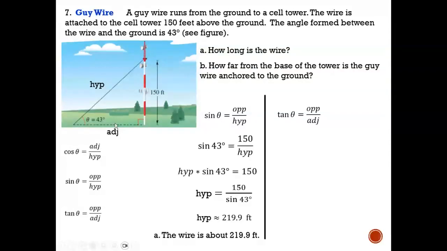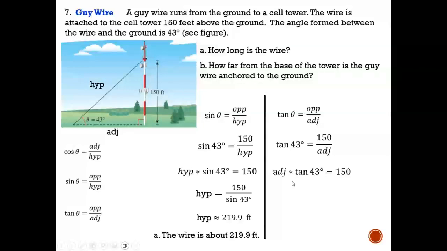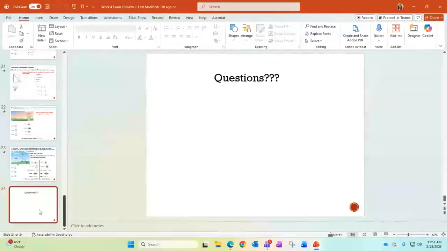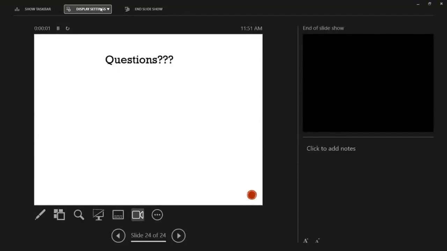And then solving for the next one, I'm going to use tangent. I'm going to use the 150 over that adjacent value. It's tangent of 45 this time. Plugging everything in and solving, if I multiply by adjacent, then solve for that, divide by tangent. Take that into your calculator, plug that in. We should get 160.9 for that value. All right, so I'm going to go ahead and stop there and ask you guys if you have any questions.